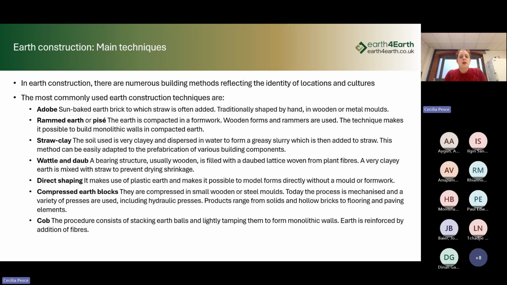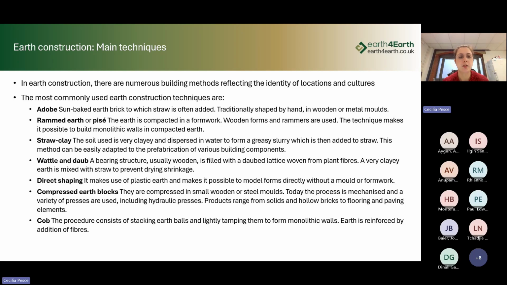Straw clay is a technique where the earth used is very clay rich and with lots of water, so as to make a slurry mixed with the straw. And this technique is commonly used to make prefabricated elements. So depending on the mold that is used, a series of elements can be made.